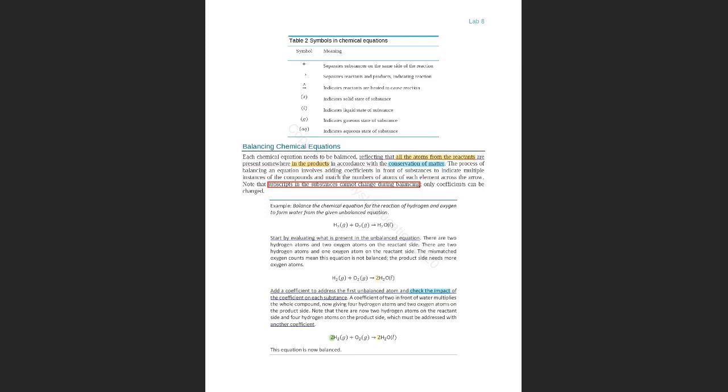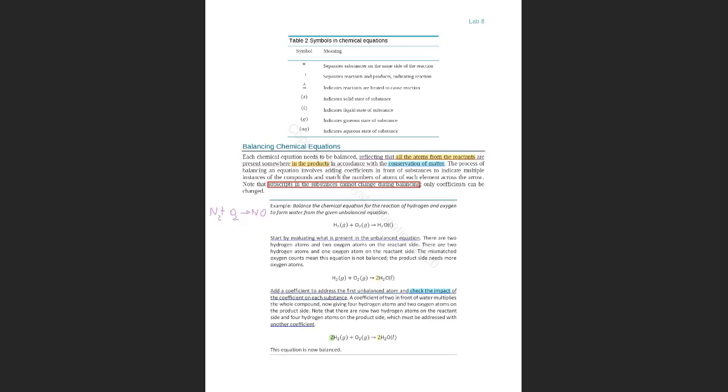So I've seen this many times. Let's think. Let's write on the side. If I give you this reaction, nitrogen reacts with oxygen to produce nitrogen monoxide, and I ask you, can you balance this equation? How do you balance this equation?